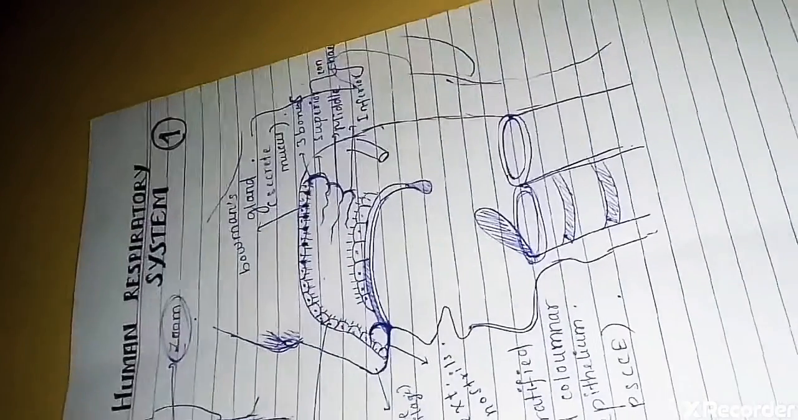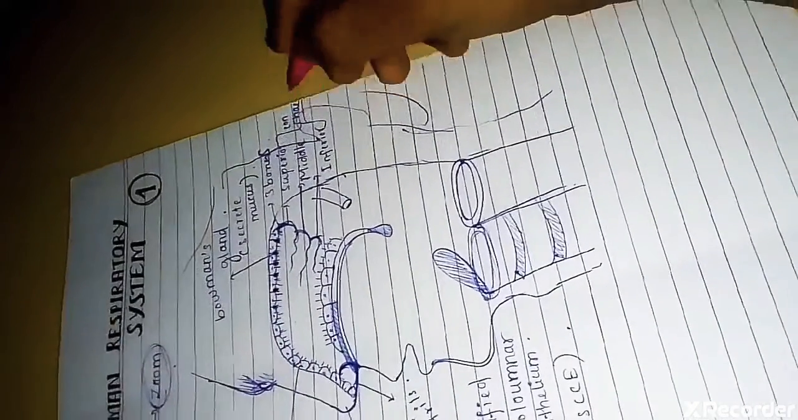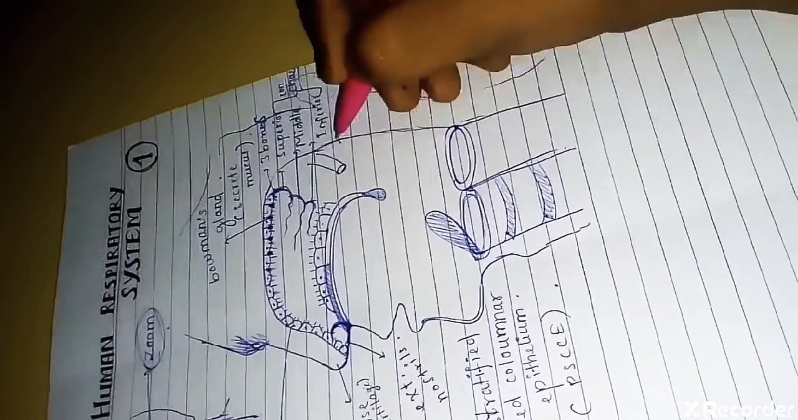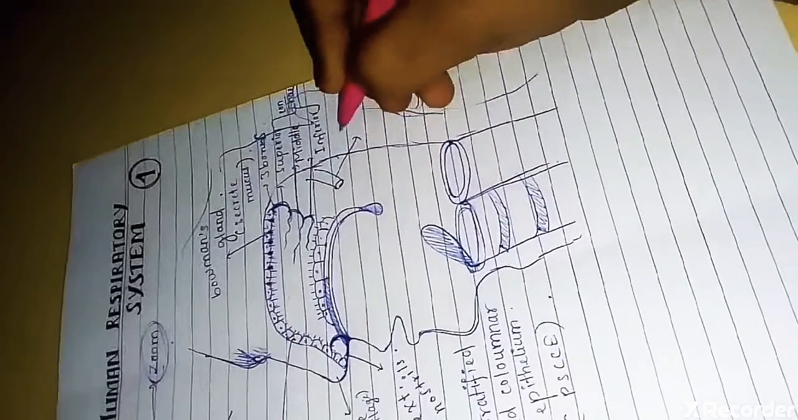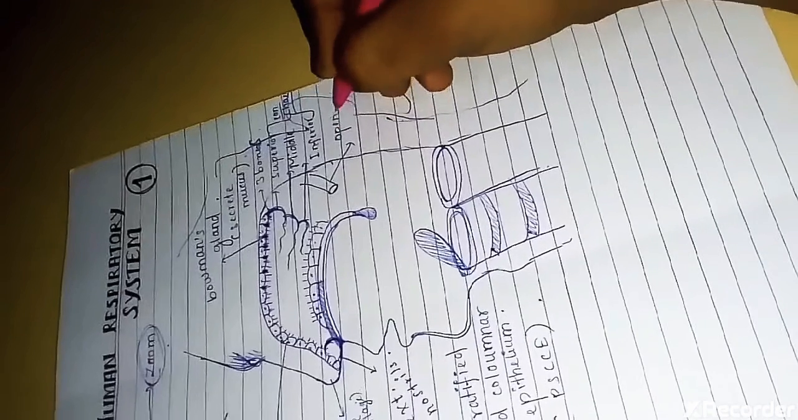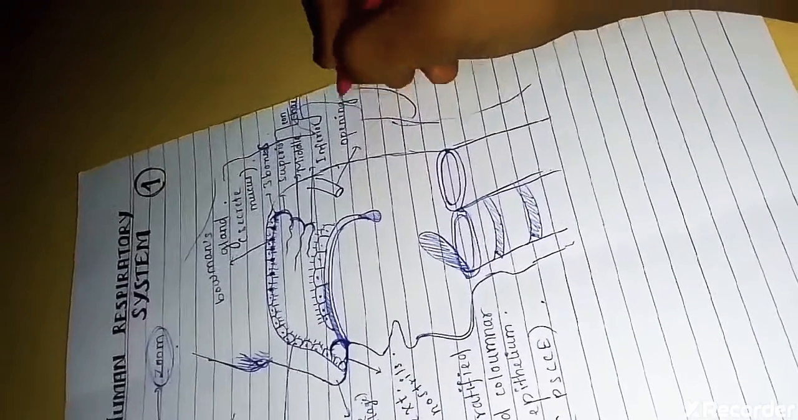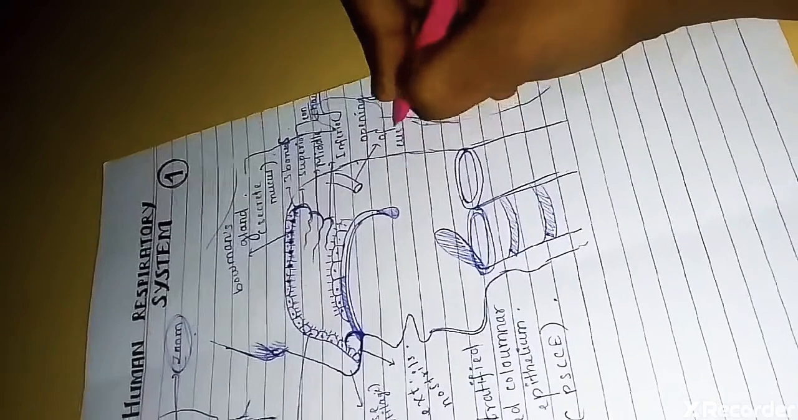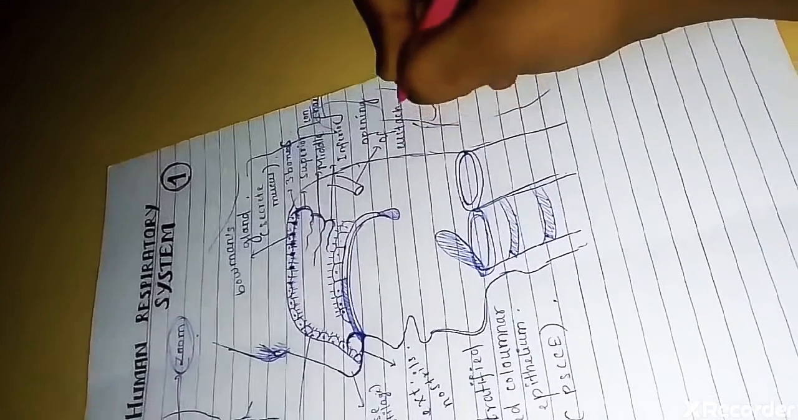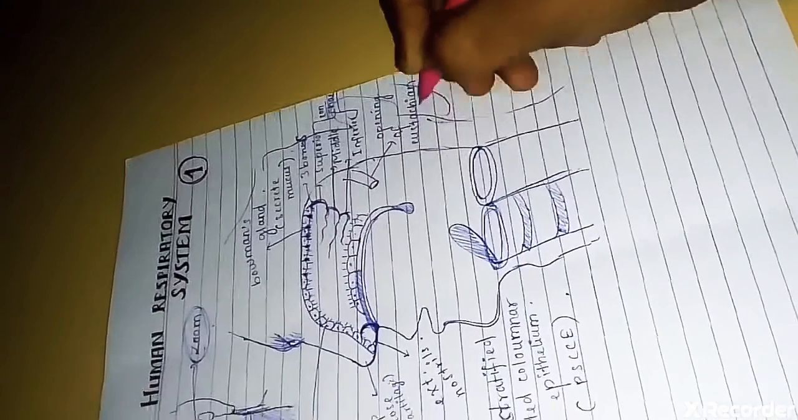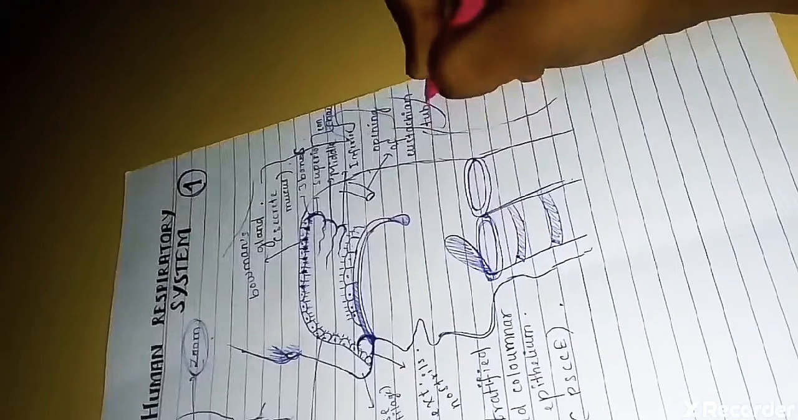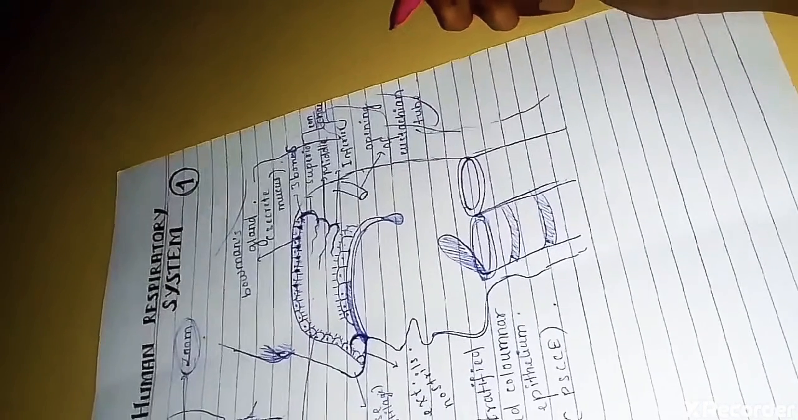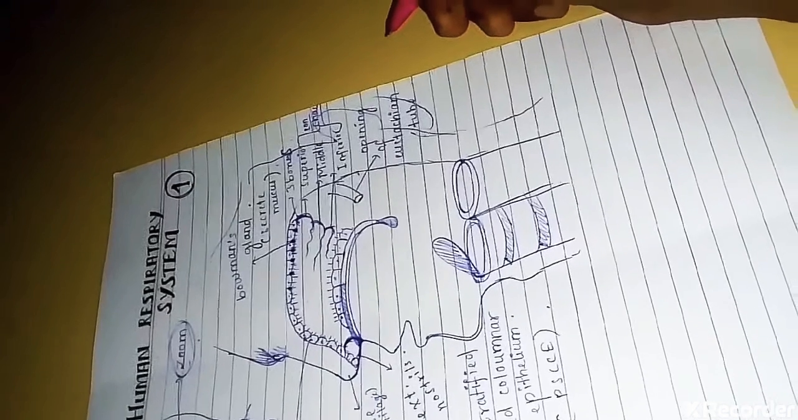Moving forward, this tube-like structure is none other than the opening of the eustachian tube. It is the opening of the eustachian tube which comes from the ear. The function of the eustachian tube is to maintain the correct pressure in the ear.